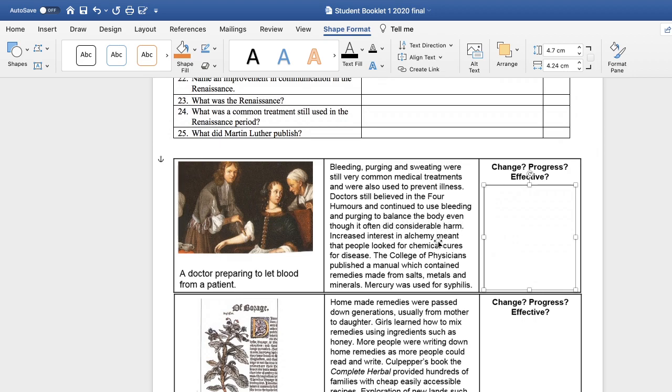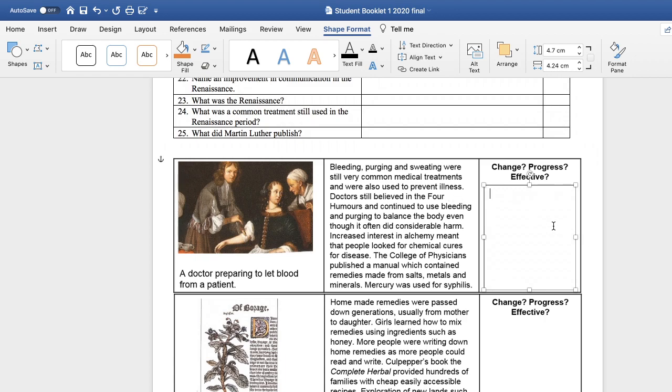So even though it did considerable harm, increased interest in alchemy meant that people looked for chemical cures for disease. So alchemy is the study of chemical medication. The College of Physicians published a manual which contained remedies from salts, metals, and minerals. Mercury was used for the disease syphilis. So it kind of tells us two things here. It tells us in the first half that bloodletting was still something that continued. The four humours was still a concept that people believed caused disease. People still believed that imbalanced humours would make someone sick.